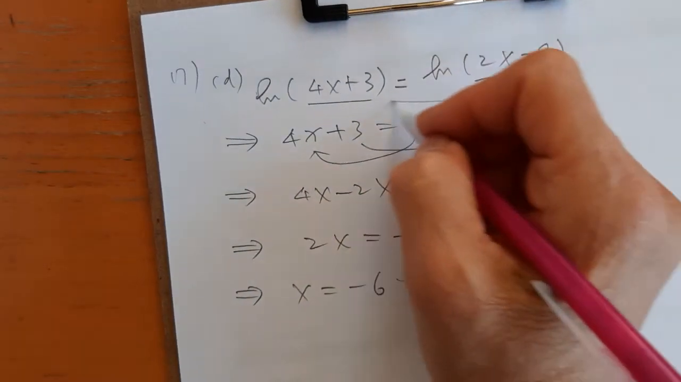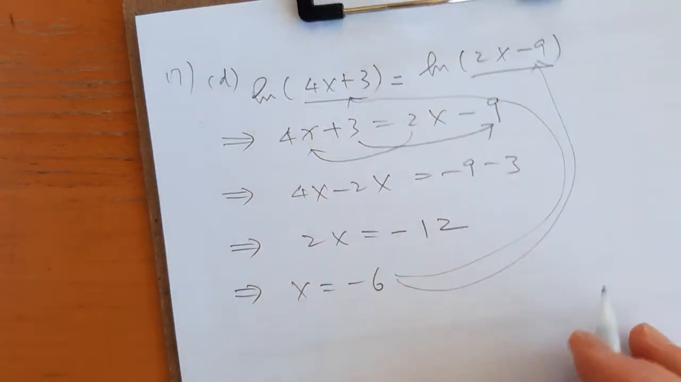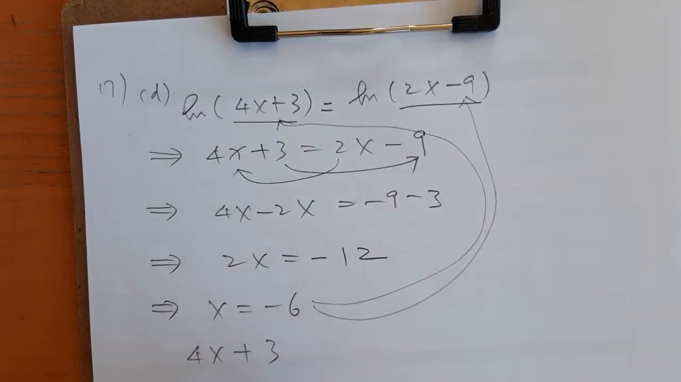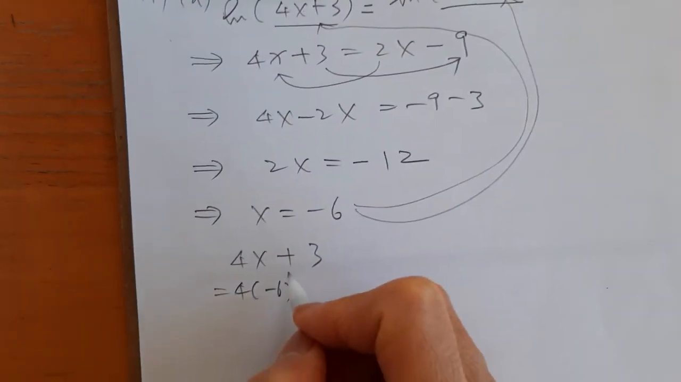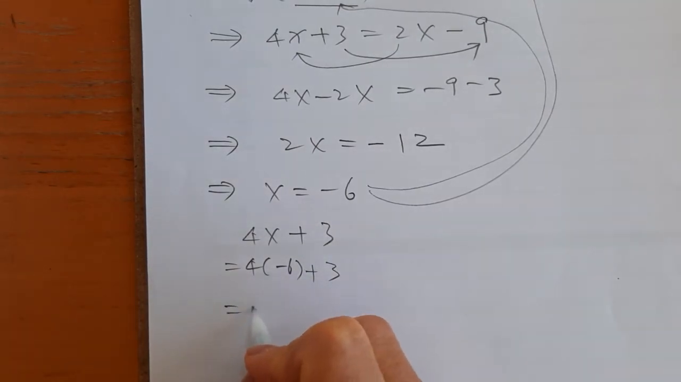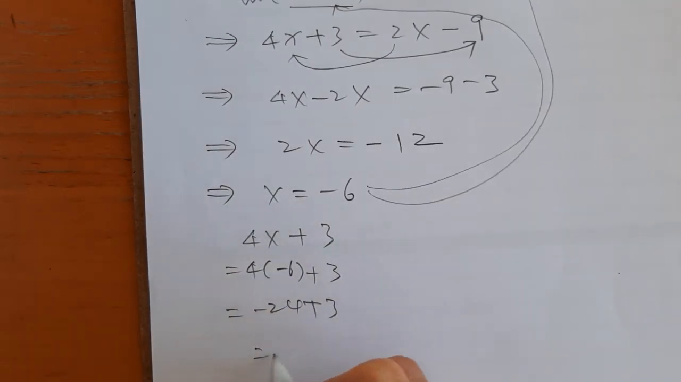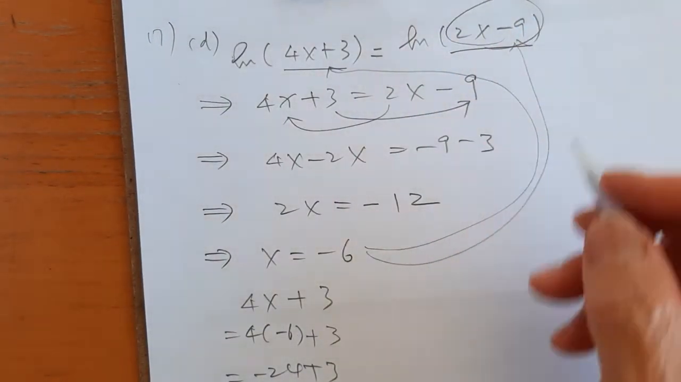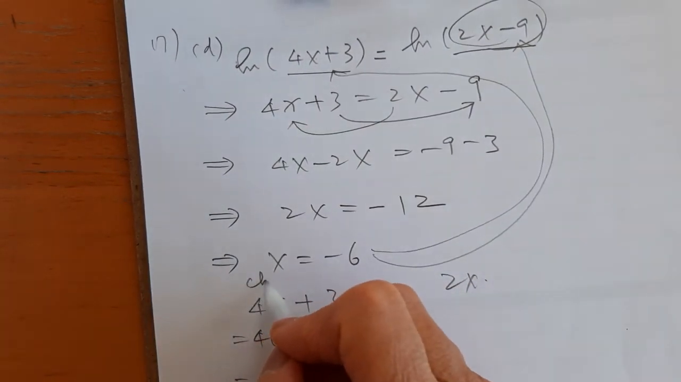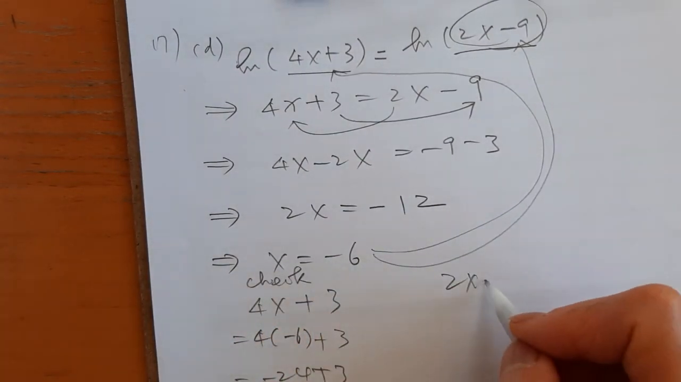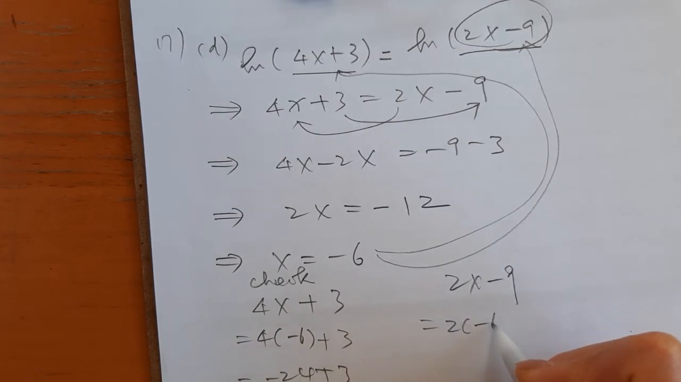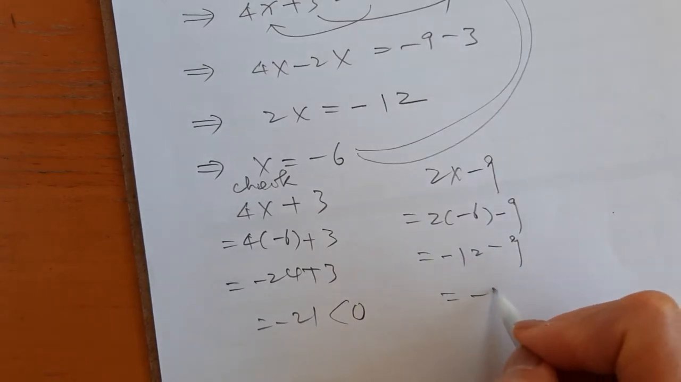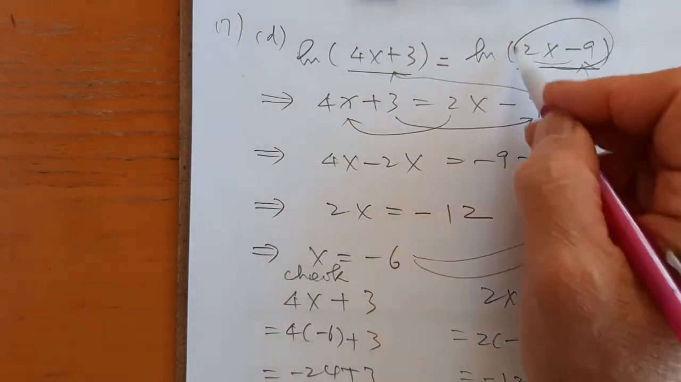And you should always plug it into the argument, as we call it, to check. 4 times negative 6 plus 3 gives negative 24 plus 3, which is negative 21. It is negative. Plug in here also: 2x minus 9. 2 times negative 6 minus 9 is negative 12 minus 9. Also negative.